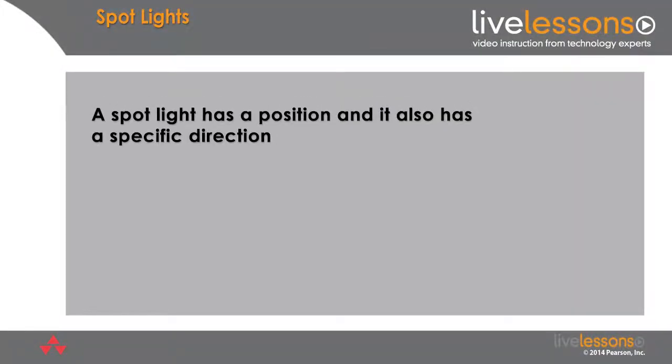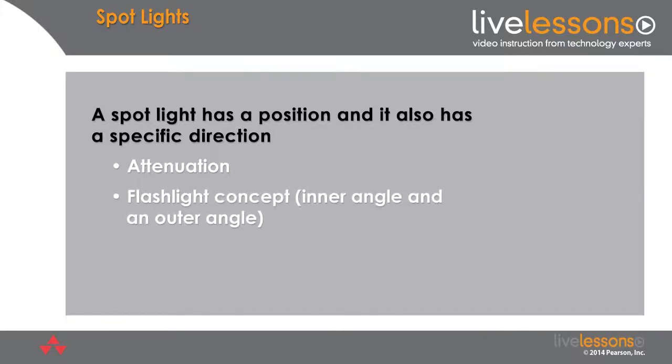In this lesson, we'll be implementing spotlights. A spotlight has position, but it also has a specific direction. And since it has position, we know that it can also have attenuation. And because it has a direction, we can also implement the idea of a flashlight concept where we have an inner angle and an outer angle, and the light can attenuate not just with distance from the surface of the object to the light, but can also attenuate outside of the cone, from the inner cone to the outer cone.